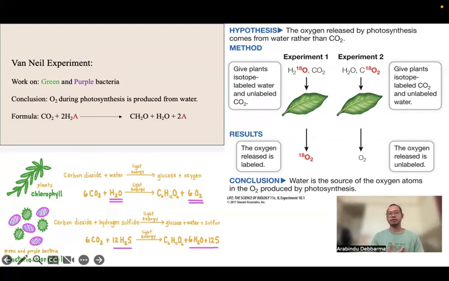And he also proposed a formula where CO2 plus two molecules of H2A, where A can be either oxygen or sulfur, produces glucose along with water and two atoms of A, which can be oxygen or sulfur. So in order to further prove this particular experiment, that the oxygen is produced from the water, they also carried out certain other sets of experiments.